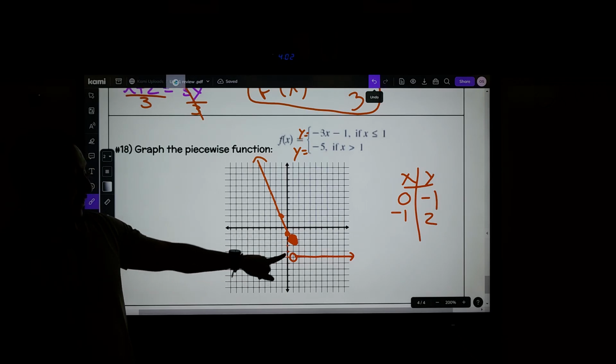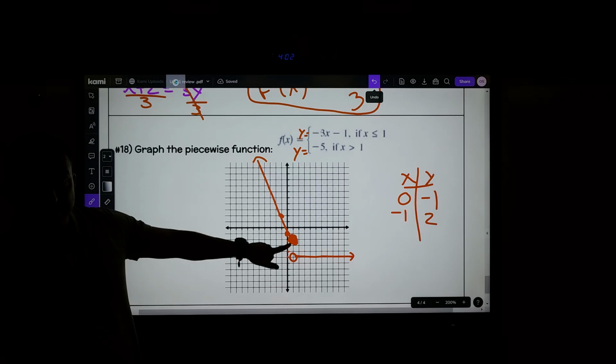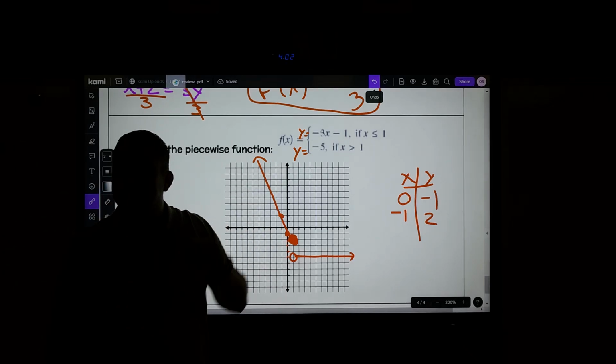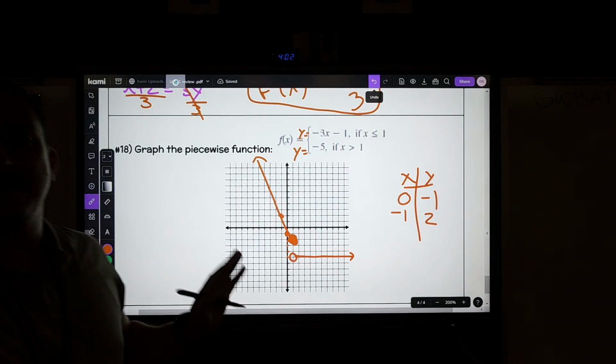Hey guys, this is the last part. Just notice the closed dot, open dot. Closed dot came because of the equal sign. Okay, that covers solve but one problem.